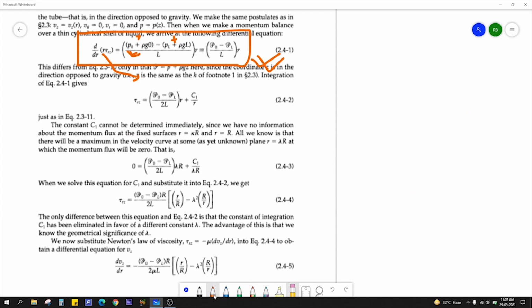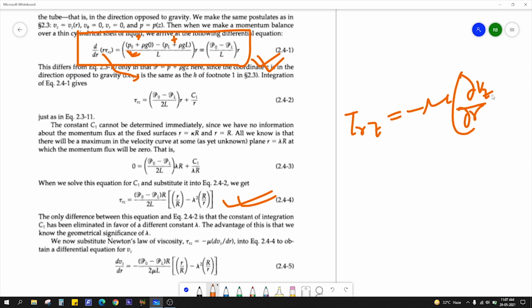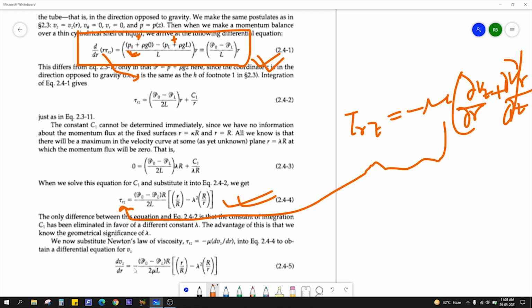Now the next job is to find the velocity profile. You have found the shear stress profile, so next find the velocity profile. What is the definition of tau rz? Minus mu into dou vz by dou r plus dou vr by dou z. Since there is no flow in the radial direction, this becomes 0. So we have tau rz equal to minus mu dou vz by dou r. Simply put this equation in here and rearrange a little bit, so you'll get this.